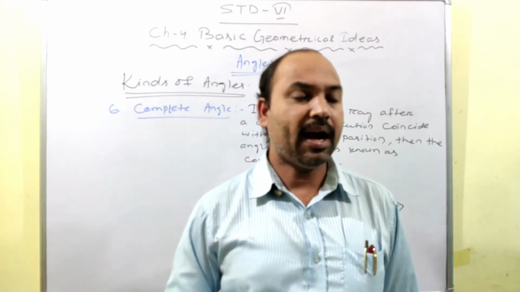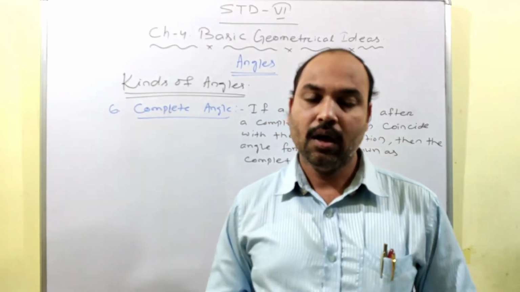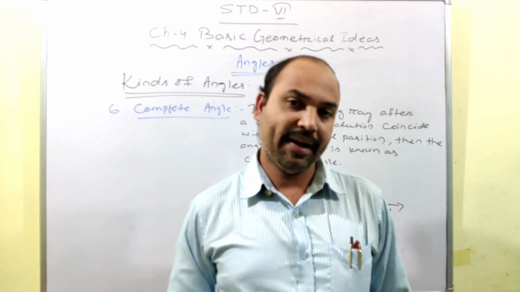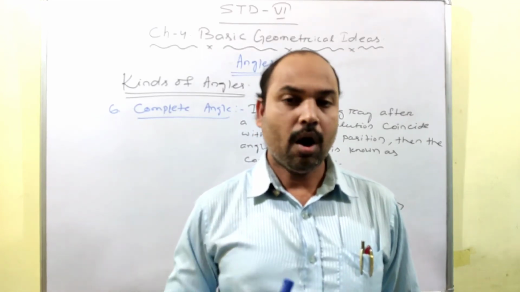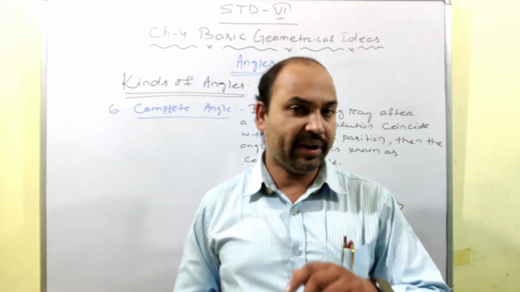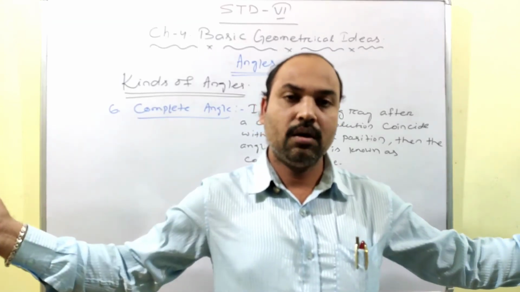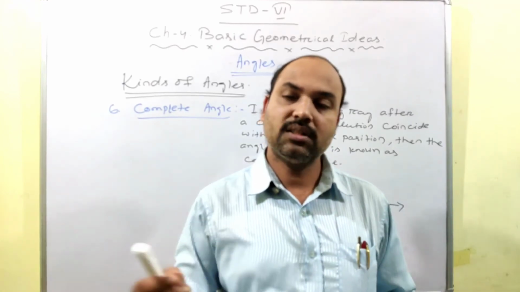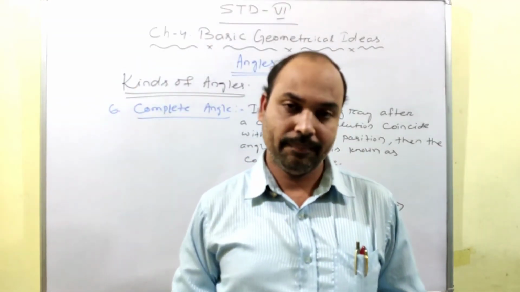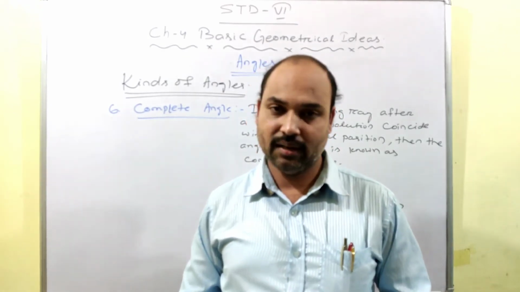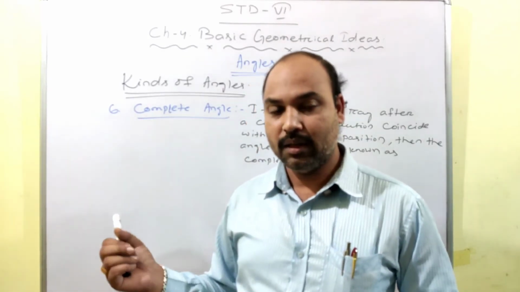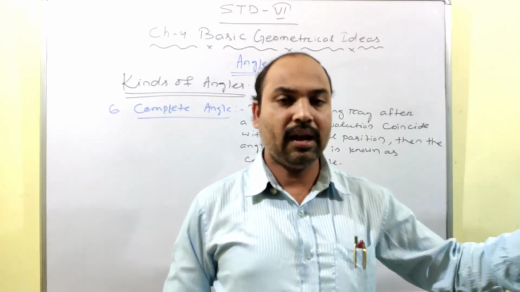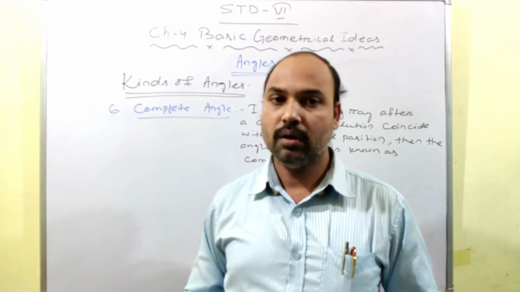Okay. Then third, your obtuse angle. Obtuse angle means its measure is more than 90 degrees and less than 180 degrees. Next, your straight angle. When the two rays of the angle are opposite to each other, it means its measurement is 180 degrees. Then it is known as your straight angle. After that, reflex angle. Reflex angle means the angle whose measurement is more than 180 degrees and less than 360 degrees.